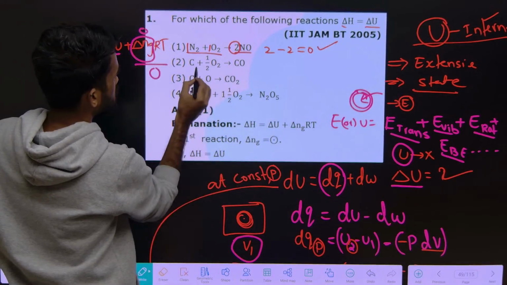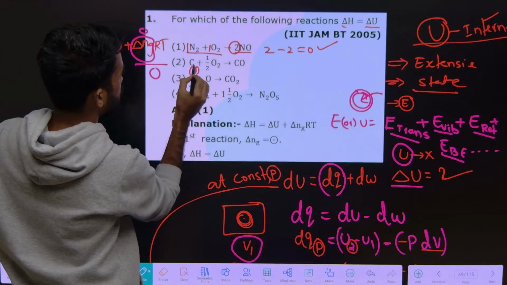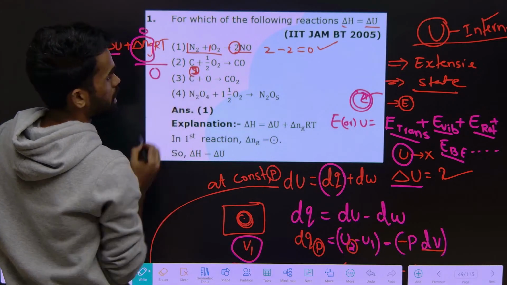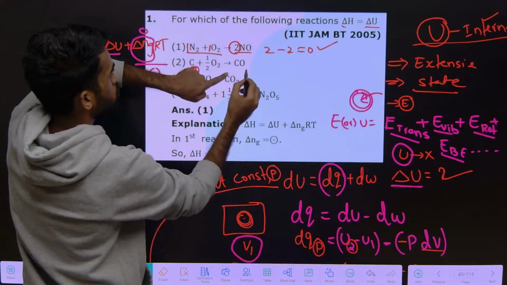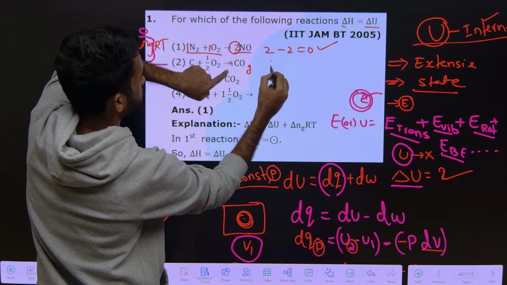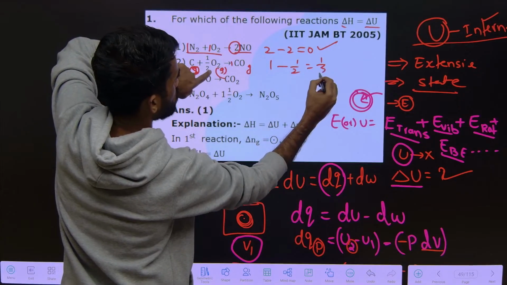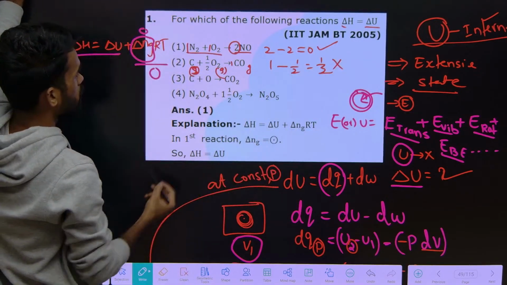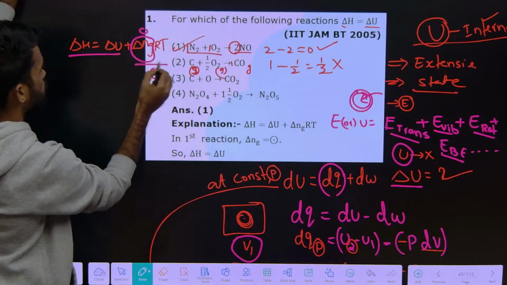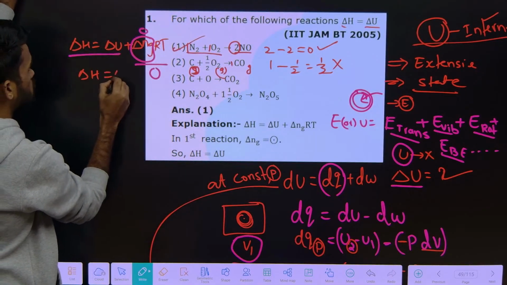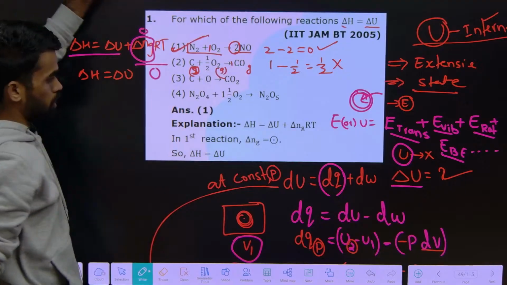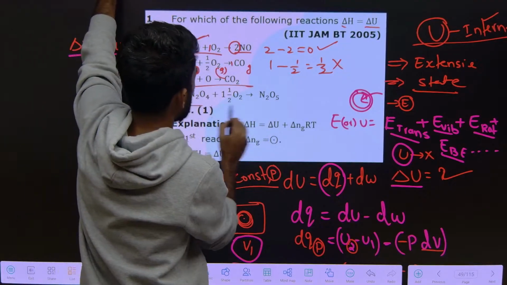See here, carbon is in graphite form, it will be solid, it cannot be gas. Consider only gases. So this is gas, how many are there? 1, and this is also gas, this is 1 by 2. So you will get 1 by 2, this is not equal to 0. So the first option is 0, it means the second term becomes 0, delta H will be equal to delta U in option number 1. Similarly you can cross check the other options also.